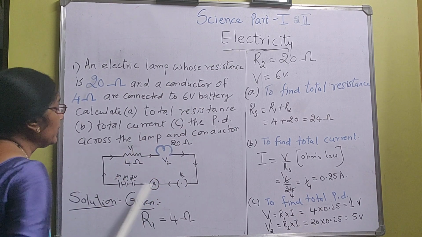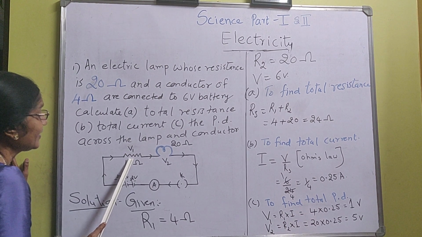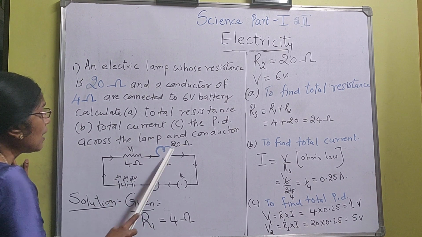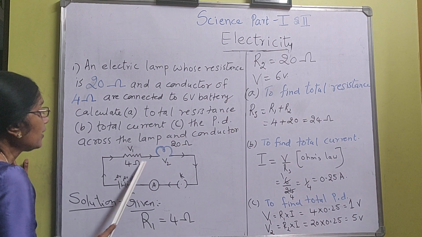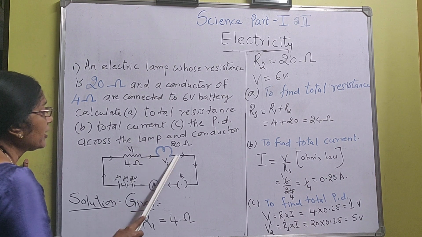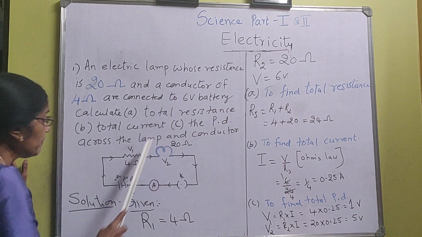Let us see how the connection is here. This is a conductor, that is a 4 ohm resistor. This is a bulb of 20 ohms. These two are connected in series. You can see 1, 2, a single common point connection. So this is called connection in series, which is connected with a 6 volt battery.